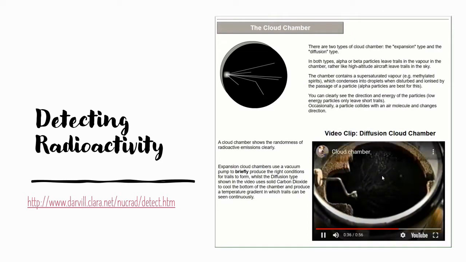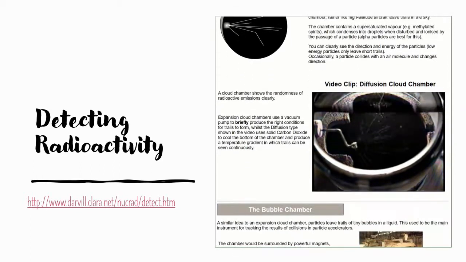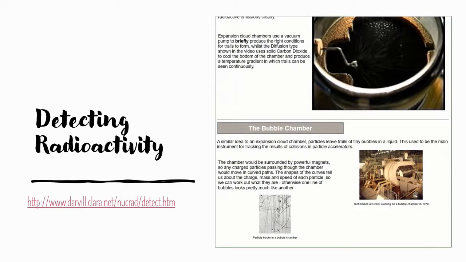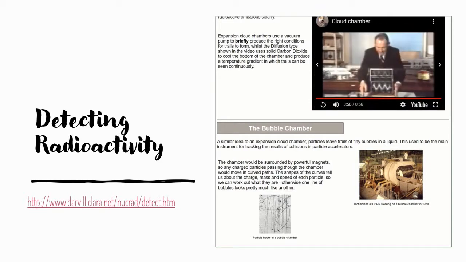Here are the trails here. Remember that radioactivity is a random process, so you can't predict where you'll see the trails. A similar idea to the cloud chamber is the bubble chamber. Particles leave trails of tiny bubbles in a liquid. And these are the original ways that they detected ionizing radiation in particle accelerators.